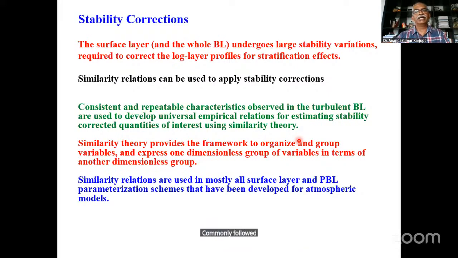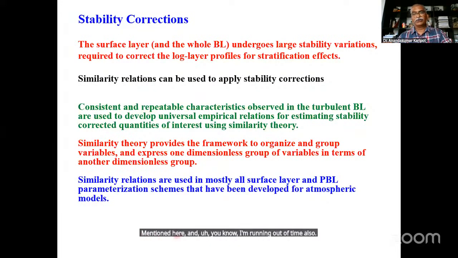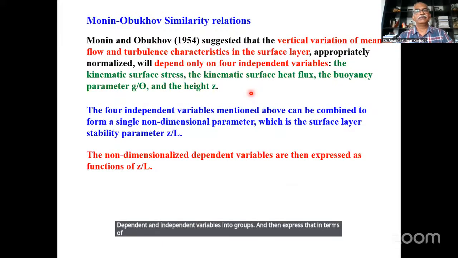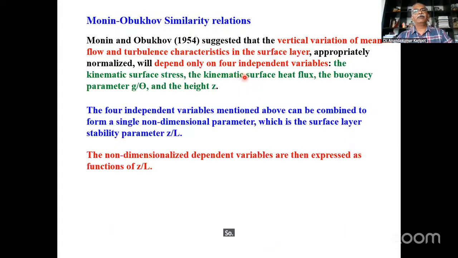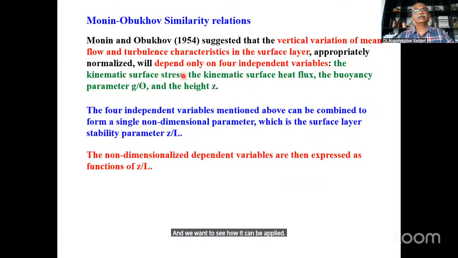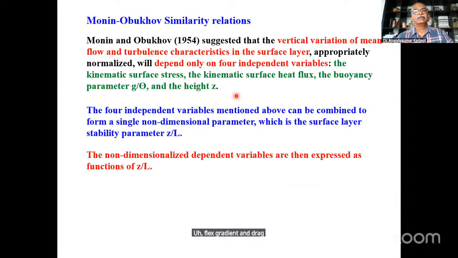The commonly followed approach is to make use of the similarity relations. That itself is a huge topic to discuss. Some of the important points I have mentioned here, and I'm running out of time also, so I'm not going into the details of the similarity relations. Basically, we group the variables, both the dependent and independent variables, into groups, and then express them in terms of the stability, in a very simple way. Our focus now is the surface layer, the lower part of the boundary layer, and we want to see how it can be applied. The similarity relations can be applied to correct the flux gradient and drag fluxes for different stability conditions.